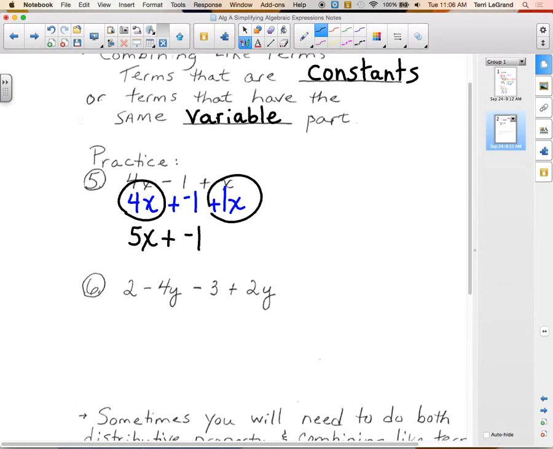Are we done? Nope. What do we have to do? Change it to 5x. Yeah, we want to clean it up yet. 5x, subtract 1. We got that double sign going on there.